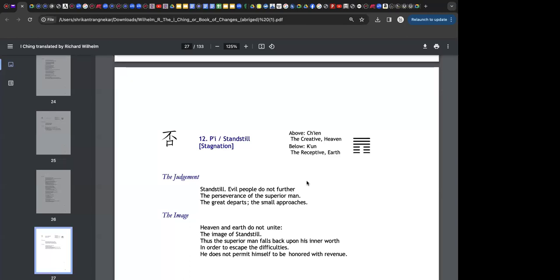Wow. Fantastic. And I think this is a good way of starting, because we're seeing all three together, in the sense that the upper trigram is either all whole lines or all broken lines.